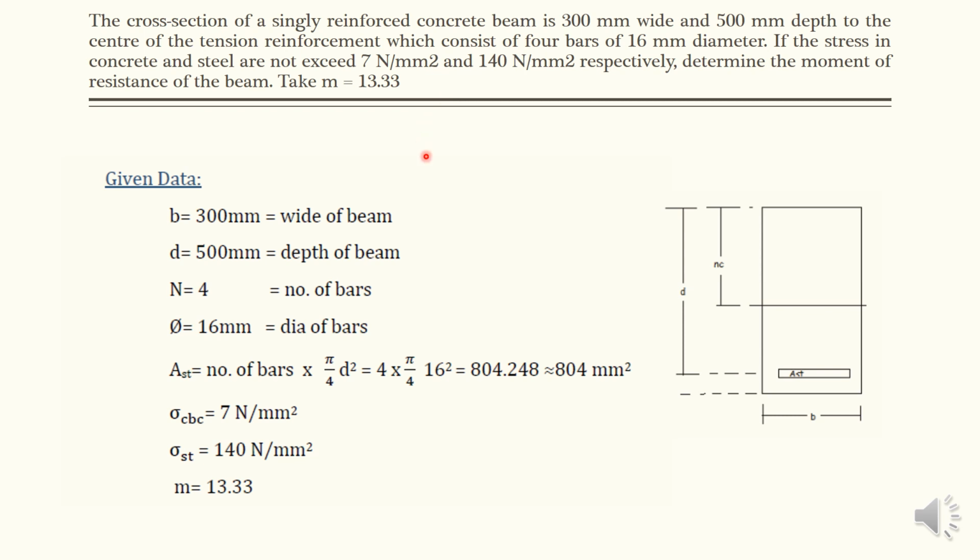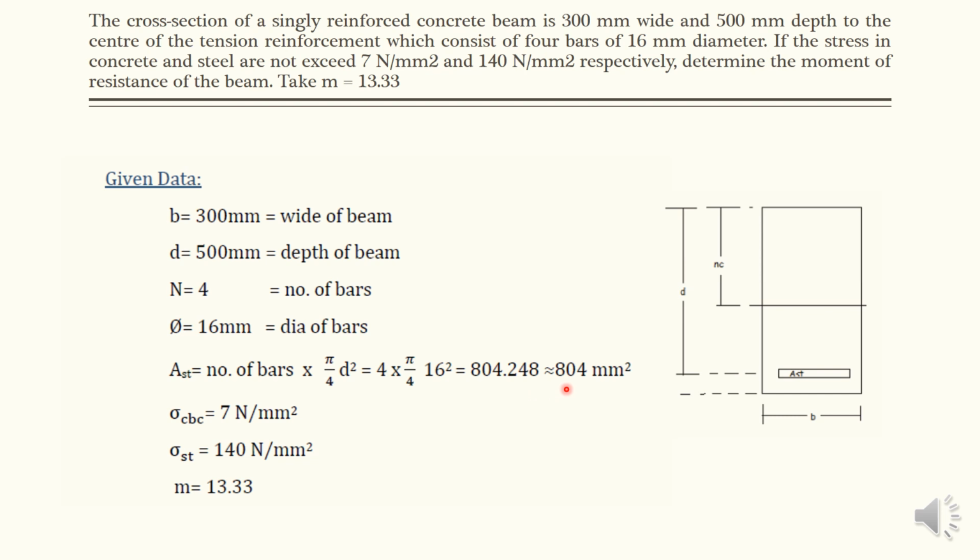First of all, as we already discussed, we have to write all the given data. b is given in the problem as 300 mm, and depth is 500 mm. The total number of bars used in this section is 4 bars of 16 mm diameter. By using this, we have to determine the area of steel. Area of steel is equal to the total number of bars into pi d square by 4, so 4 into pi into 16 square divided by 4, which is 804.248. Approximately, we take the area of steel as 804 mm square.